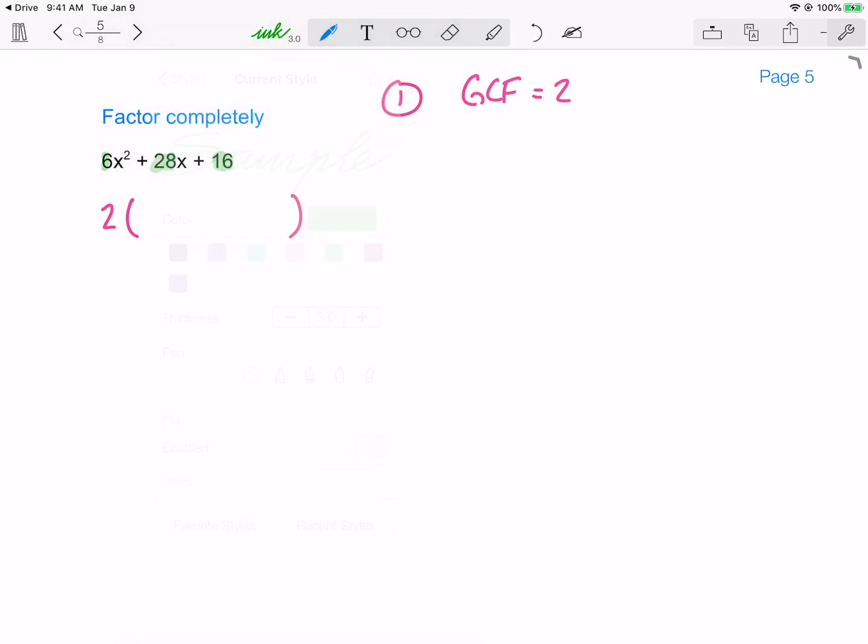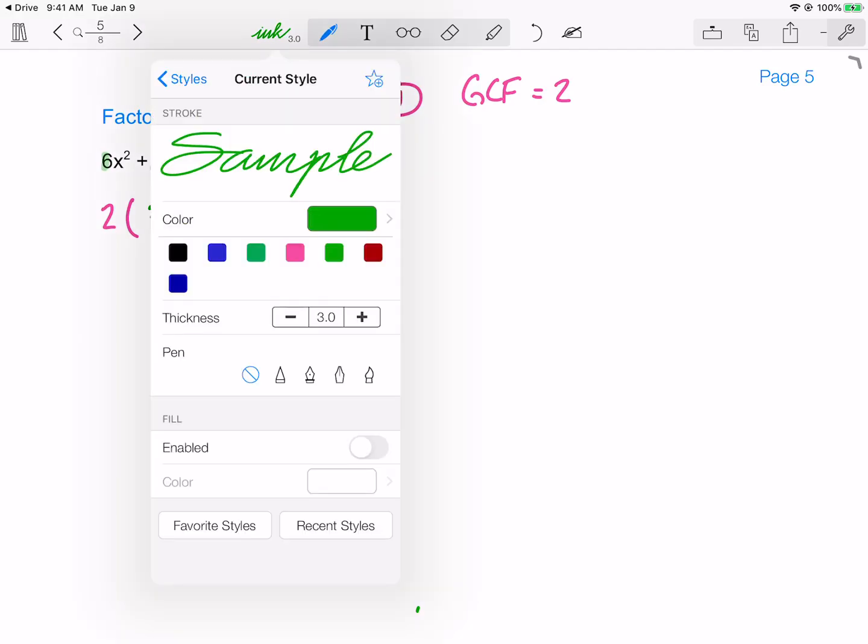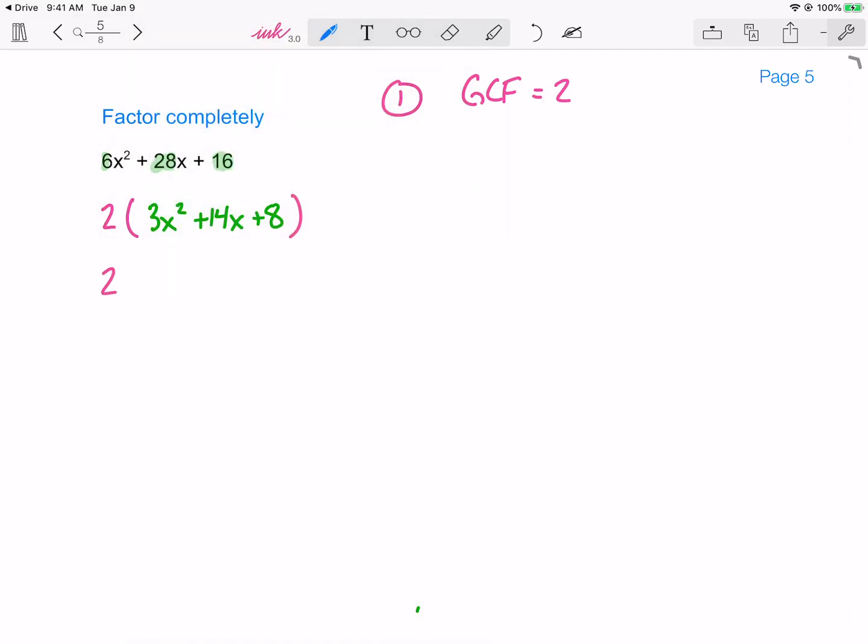Well, I'm going to do that in a different color. I get 3x squared plus 14x plus 8. So what I have written in green is now my new problem to actually factor. And I'm going to factor it as I did the last few problems. So it's going to be 2 times something. And that something, I'm going to look at the factors. The factors of 3, which are simply 1 and 3. So I know this is going to be a 3x and an x.